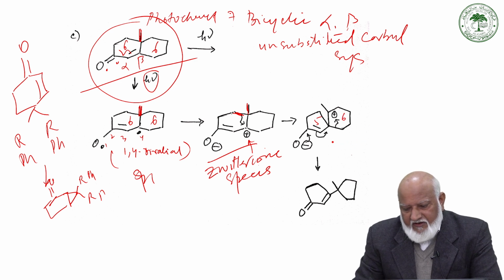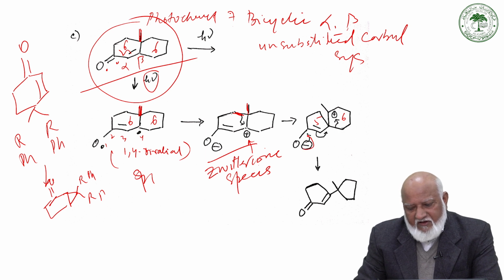And now this carbocation is rearranged. O minus comes back and generates a carbonyl here, with the shifting of the double bond here, a ring contraction of this. So you have a 5-5 system.